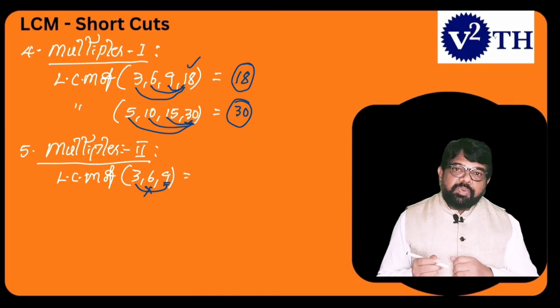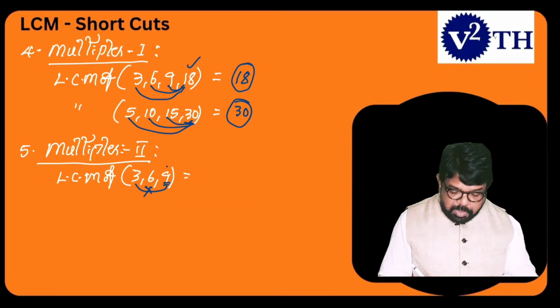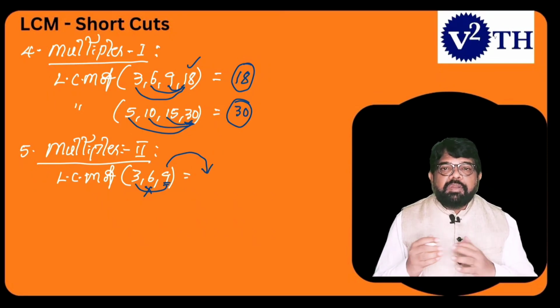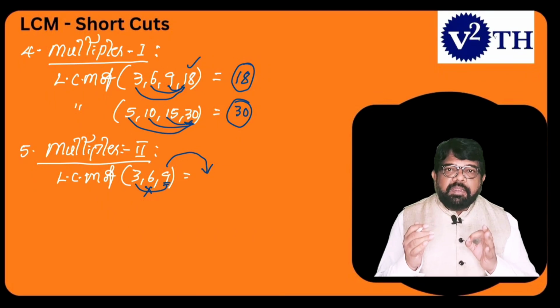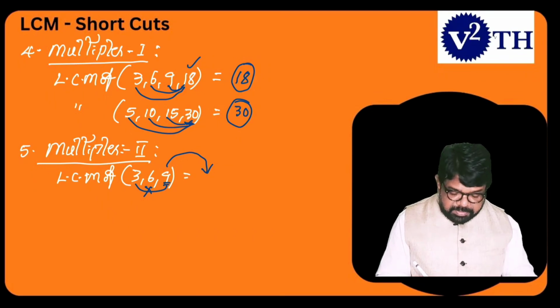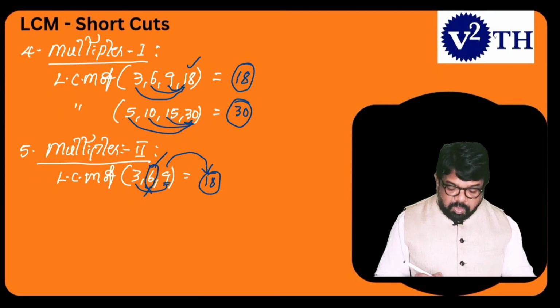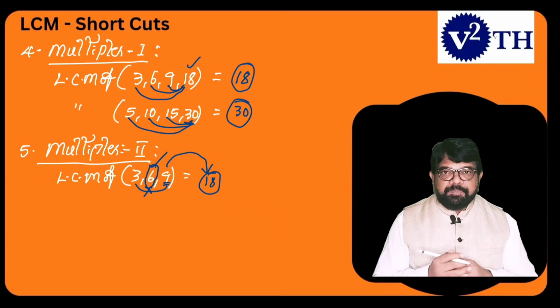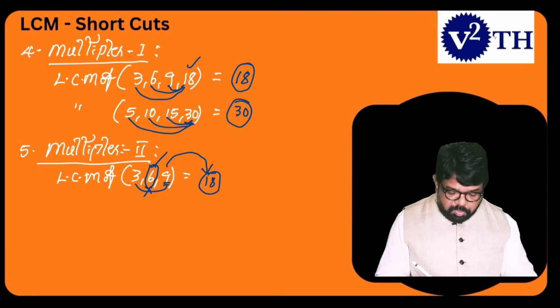In this case, what do you do? Take the multiples of the larger number: 9 into 1, 9 into 2, 9 into 3. Which multiple do you take? It must be divisible by 6. So 9 into 2 is 18, and 18 is divisible by 6 also. So the LCM of 3, 6, 9 is 18. Understood? Observe one more example.